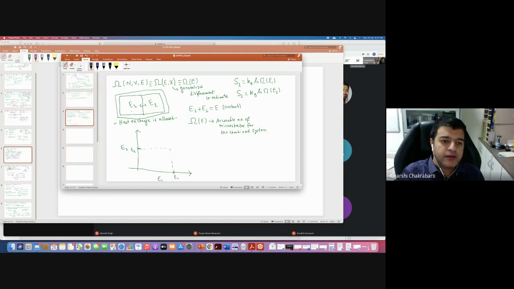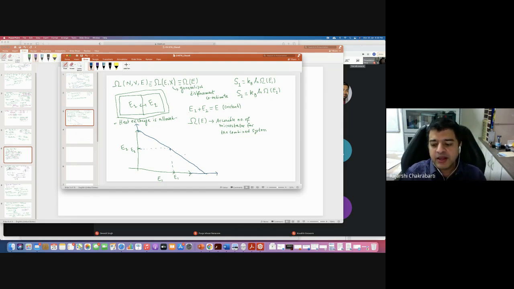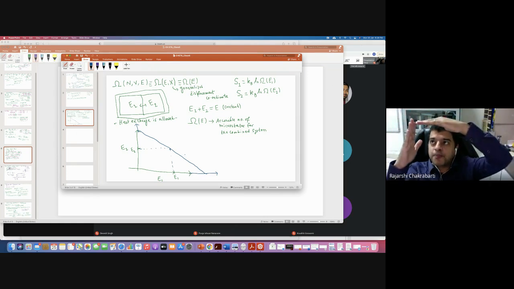The way I've drawn, I just extend this to here and a little bit here. And if I draw a line which is making a 45-degree angle and going through this point, this is the actual line. So all the microstates should lie on that line. Is this clear with that constant?